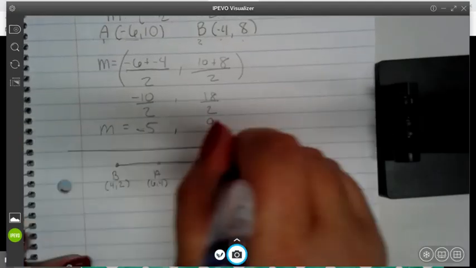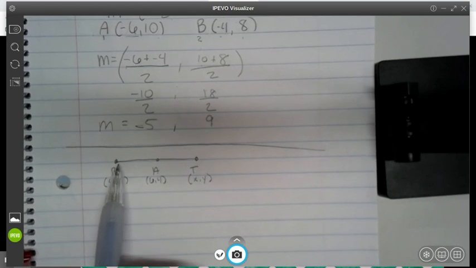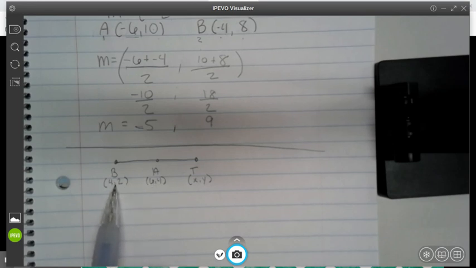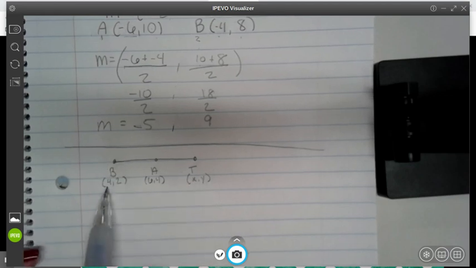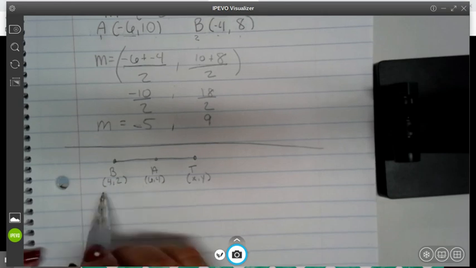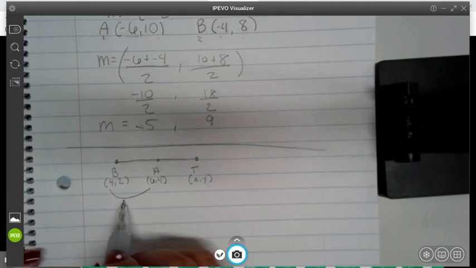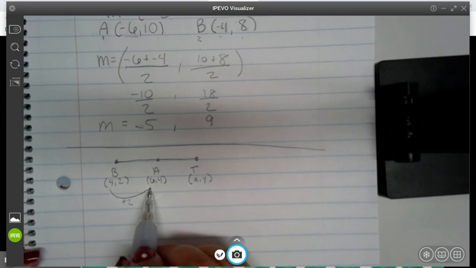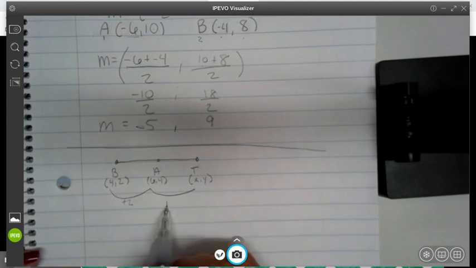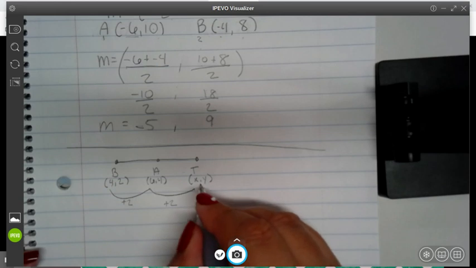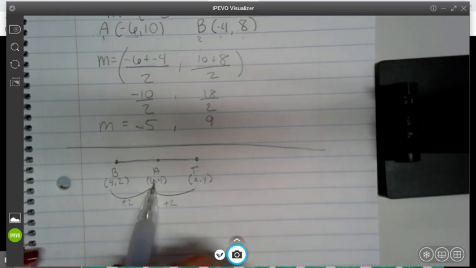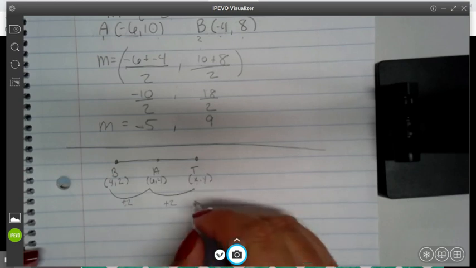So here we go, we have it drawn out. We have our line segment BT, we have A as our midpoint, B is at 4, 2, and A is at 6, 4. We do not know what T is, but we're getting ready to find out. We need to look at how we get from 4 to 6. What's our jump here? Correct, +2. So what does our jump to here need to be? +2 again. So our x value would be 4 + 2 is 6, 6 + 2 is 8.